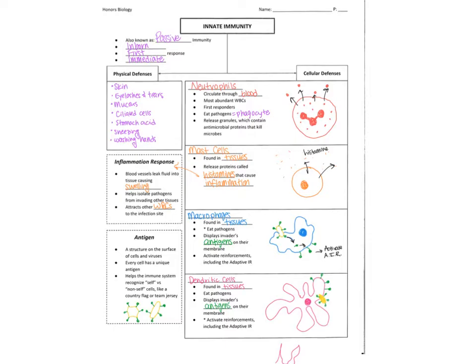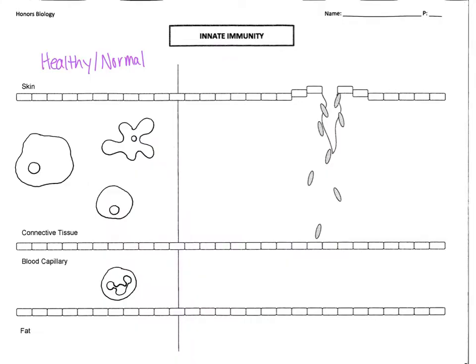Now that we've talked about the innate immune system in terms of the 4 cells, the inflammation response, and antigens, let's illustrate what this looks like as if it was happening in real time. Let's start on the left side, where we'll be exploring what this looks like and reviewing where the cells are located if this was a healthy or normal situation.